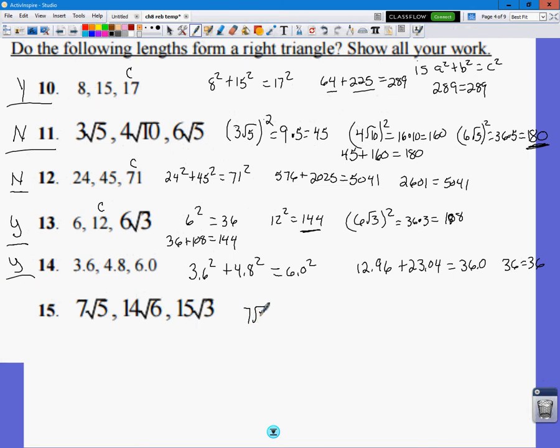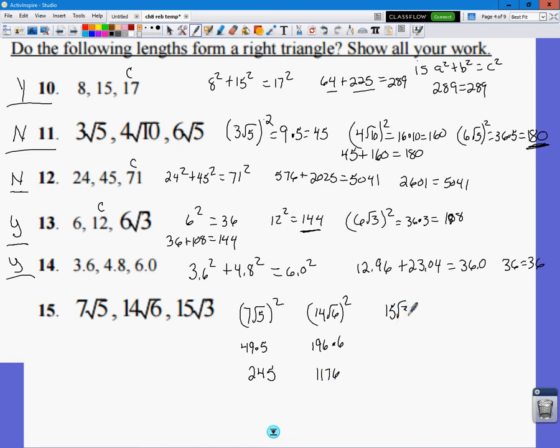7 square roots of 5, squared. 7 squared is 49. And we're going to multiply that by the square root of 5 squared, which is 5. 49 times 5 is 245. 14 square roots of 6, squared. 14 squared is 196. The square root of 6 squared is 6. So when I multiply 196 times 6, I get 1176.